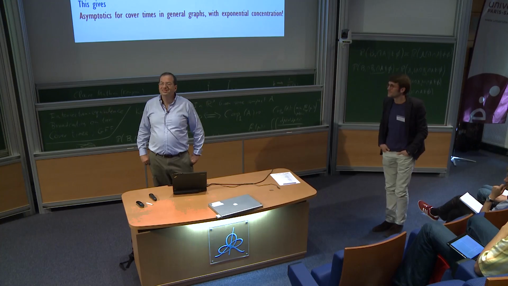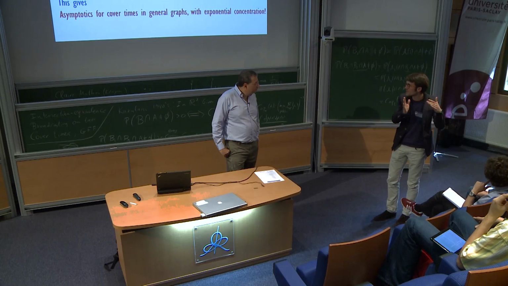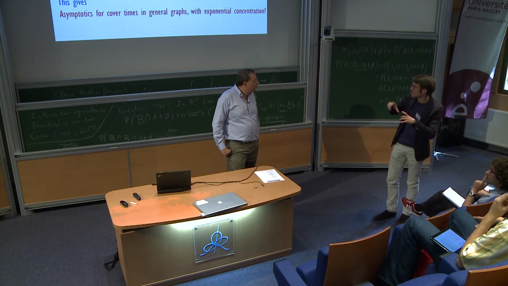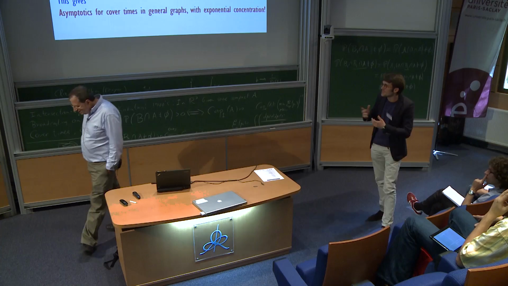So maybe I have a question about the intersection equivalence before. You mentioned the Markov property on the tree when you look at the tree from left to right. But does this have an analog in the Euclidean setting when you use the dyadic tree? Because you mentioned this Markov property, but I didn't see how you use it.